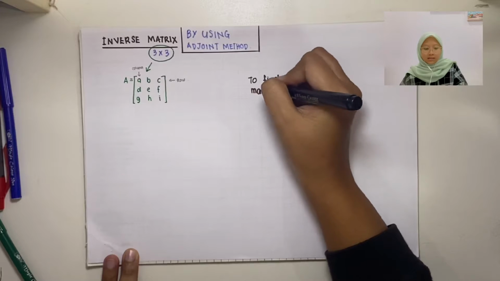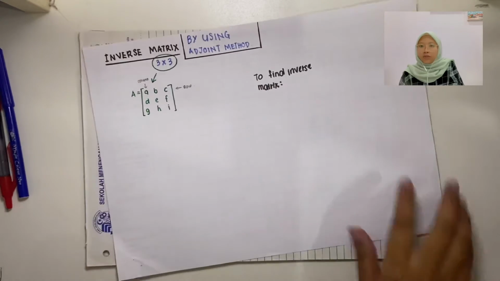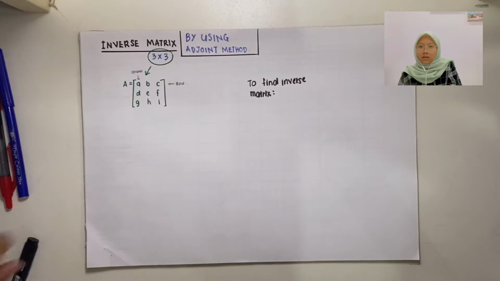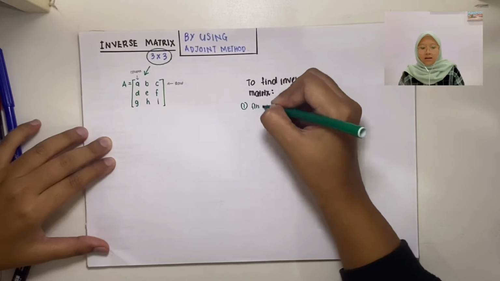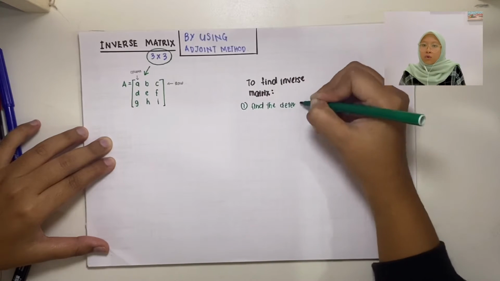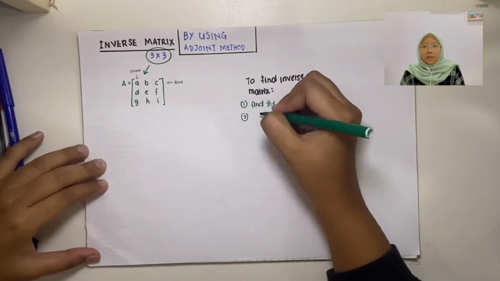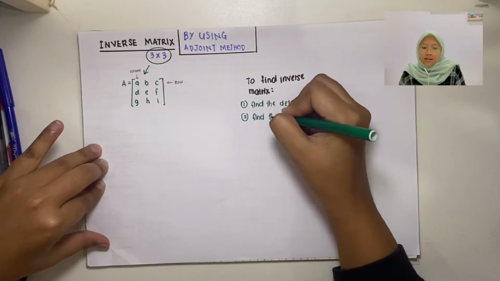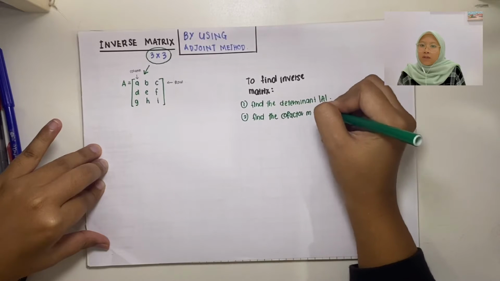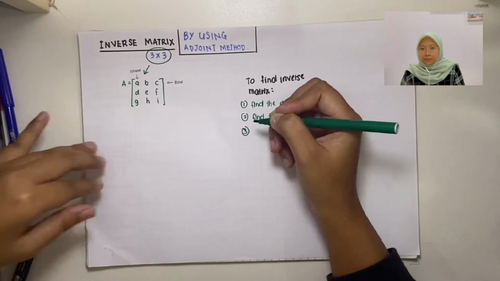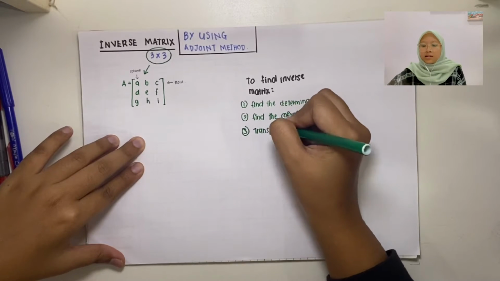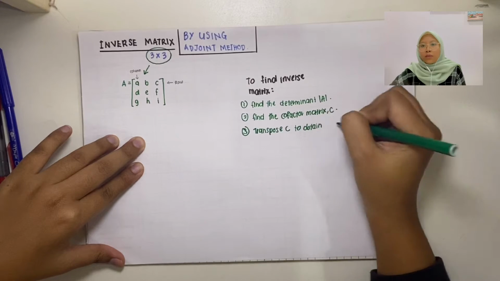So to find the inverse matrix by using the algebra method, there are 4 steps that we can follow. Step 1 is find the determinant of A. Step 2 is find the cofactor matrix, which is C. Step 3 is transpose C to obtain adjoint A.